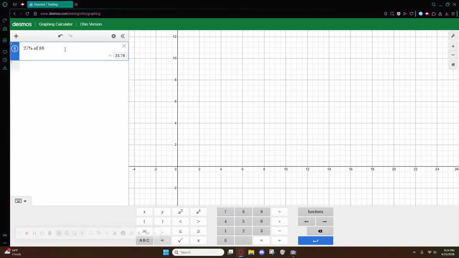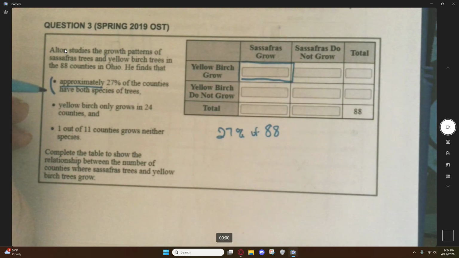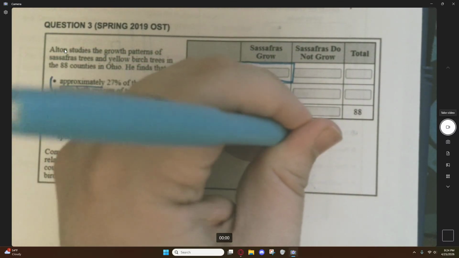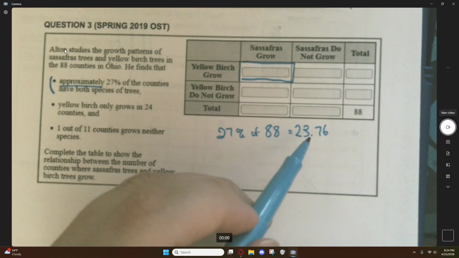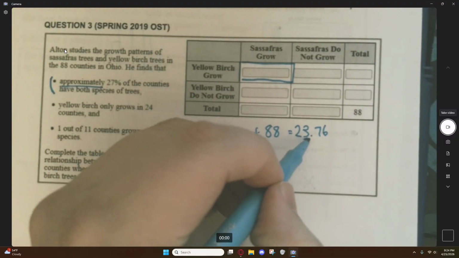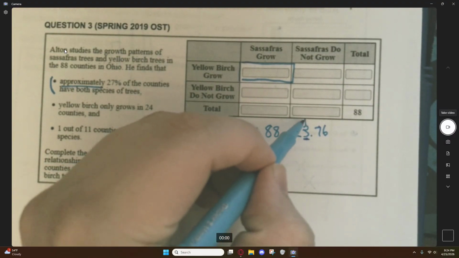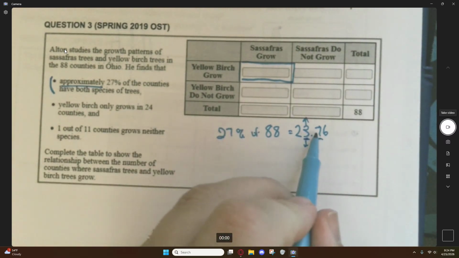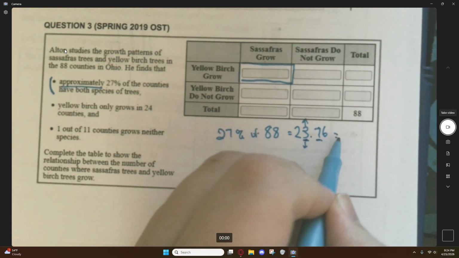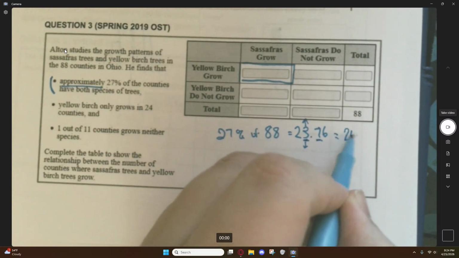That gives 23.76. By the fact that this says approximately, and the fact that we can't have 0.76 of a county, we would want to round. So we're going to round up to the nearest county. We round this number either up or down based on the tenths digit. This tenths digit is 7. 5 or above gives it a shove, so that puts it to 24.